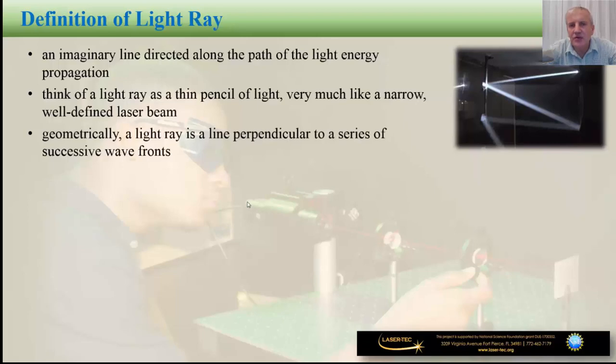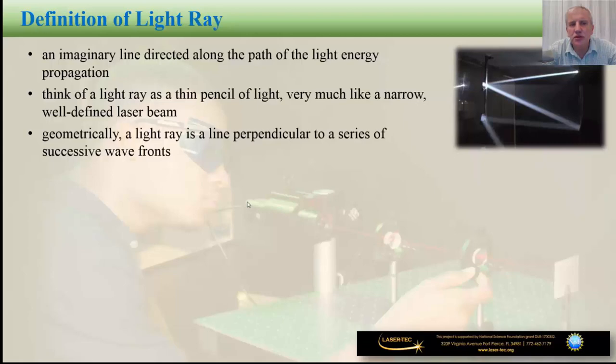But for now, remember that in order to apply the concepts of geometrical optics, we are defining a term called the light ray that represents the path along which the light propagates from a specific light source. So think of a light ray as a thin pencil of light, very much like a narrow, well-defined laser beam.